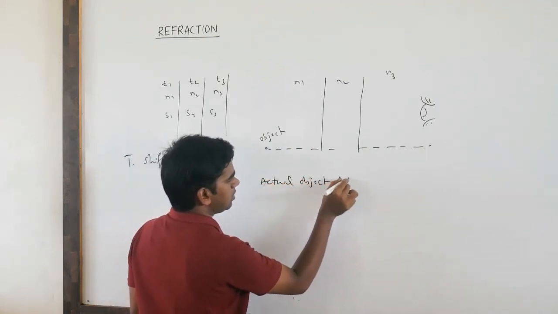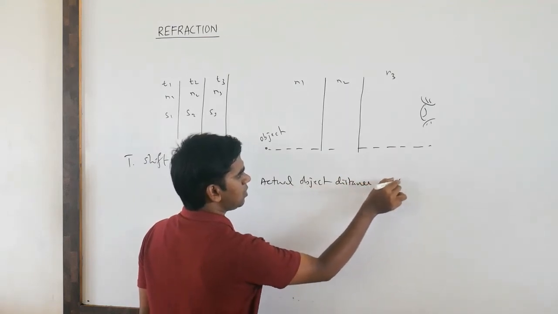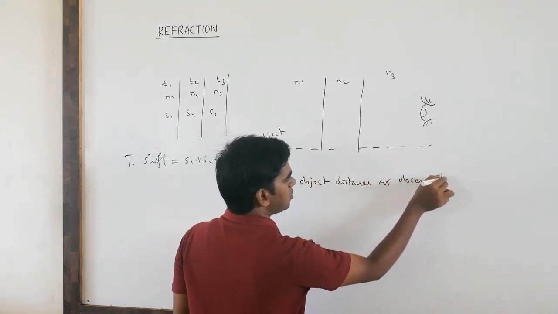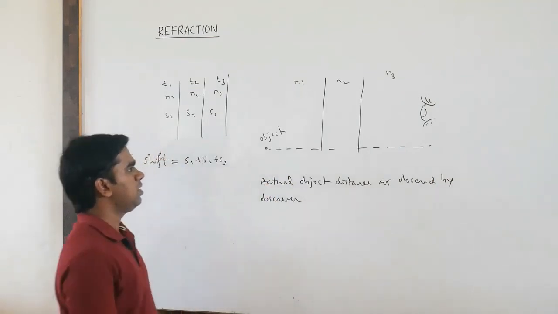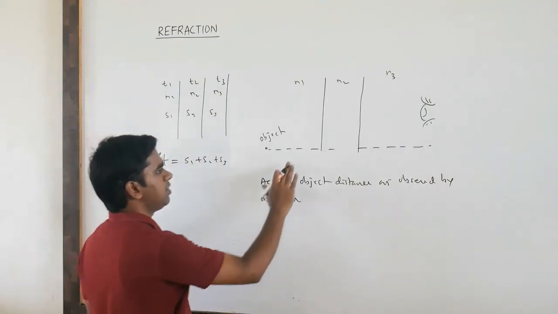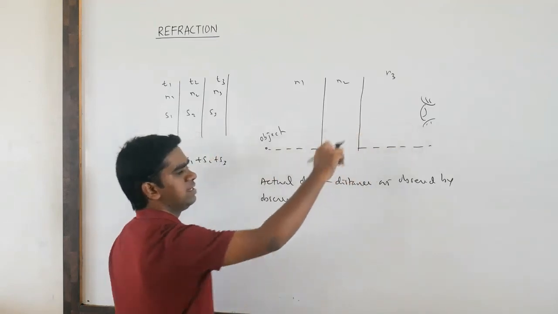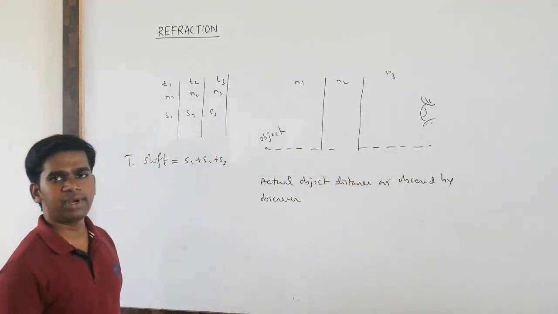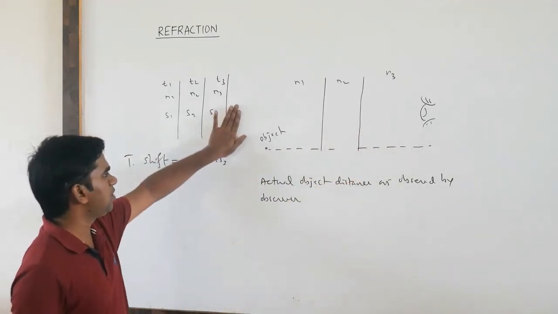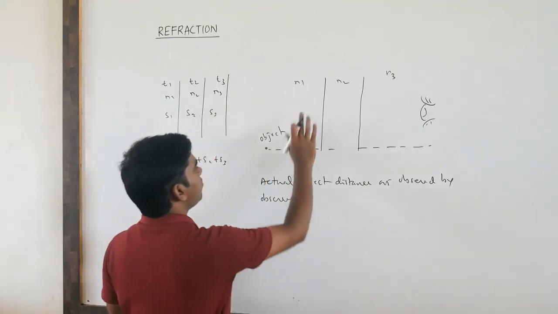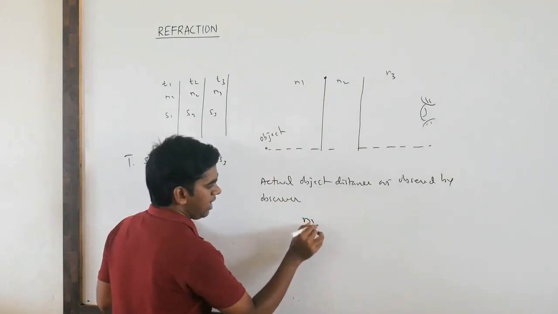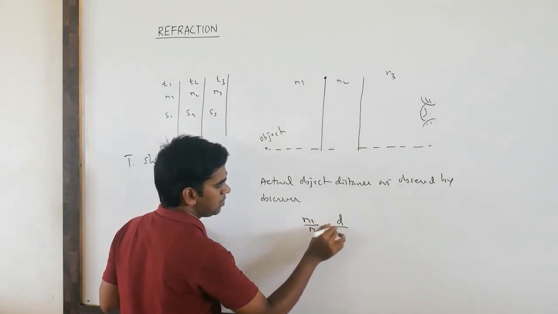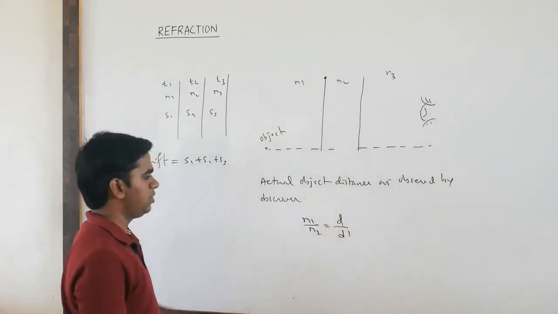the actual object distance as observed by the observer, what can you get? This person will not see the real distance, he will see the apparent distance. If you want to find that apparent distance, this will not work. So how can we find it? For the first medium, can you write N1 by N2 equals D by D dash? Okay, we know this one.